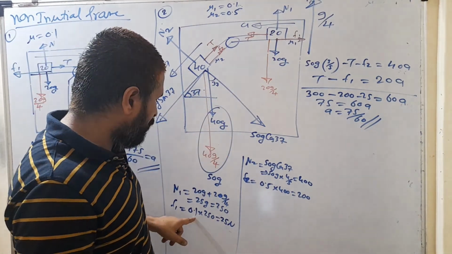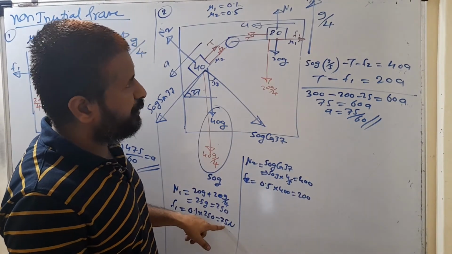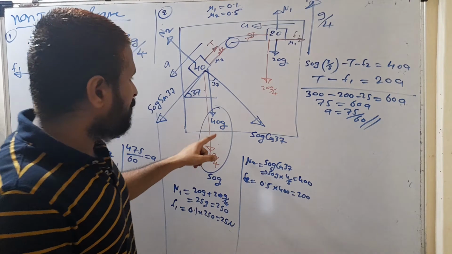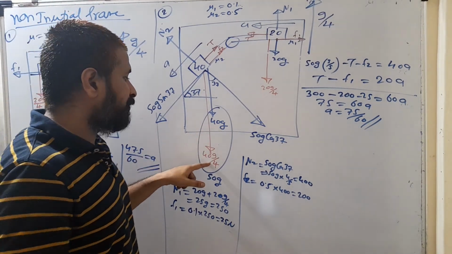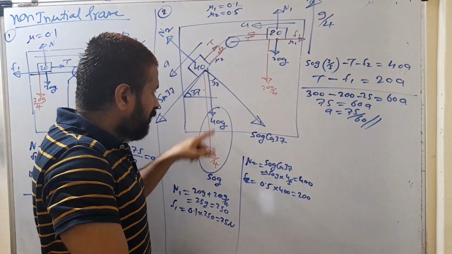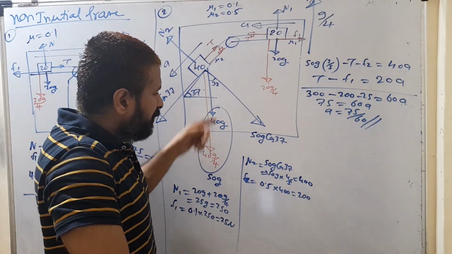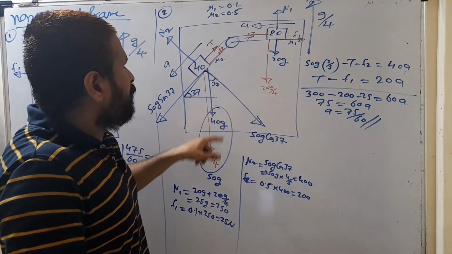Frictional coefficient is given 0.1. So you can multiply it, you will get the friction. The frictional force here is 25 Newton. On this block, I cannot say, here the weight is what? 40 g and pseudo is 40 g by 4. So that is 10 g. The total weight, its weight increases. Its natural weight is 40 g, but because of pseudo force, its weight increases, that is 50 g. So its weight is 50 g.